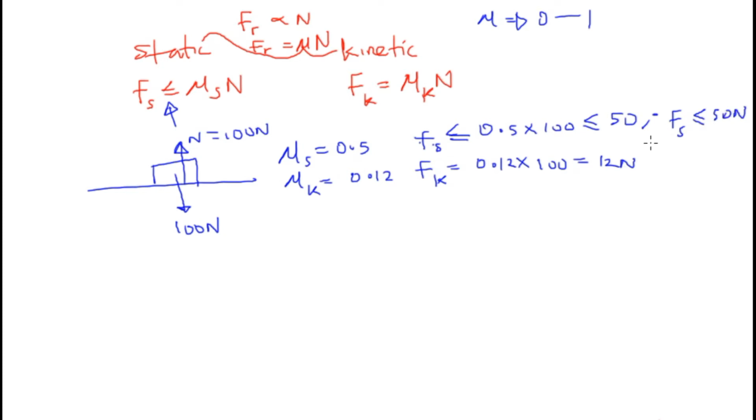Now notice the meaning of the inequality. It means that the static frictional force is less than or equal to 50. The static frictional force Fs ranges from 0 to a particular amount, which is called the maximum static frictional force, let's say Fs max. Okay, let's determine if this object will move.